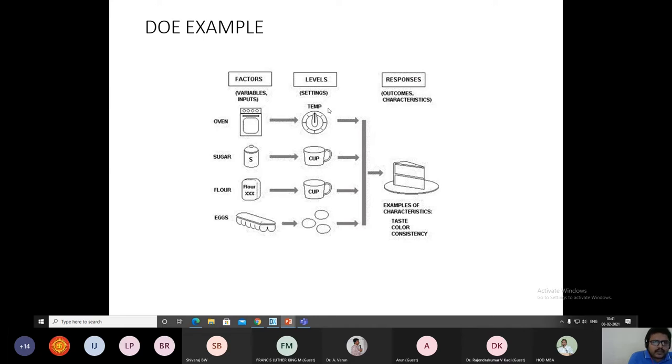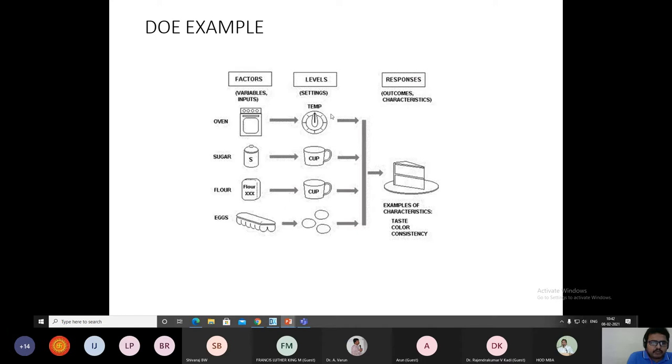And another important level can be time, right? So what is the time required, and how much time you need to bake the cake, etc. Next, sugar. So either it is 1 cup sugar or 2 cup sugar required in order to get a better cake, in order to get a tasty cake, right? Flour. So either 1 cup or 2 cup.